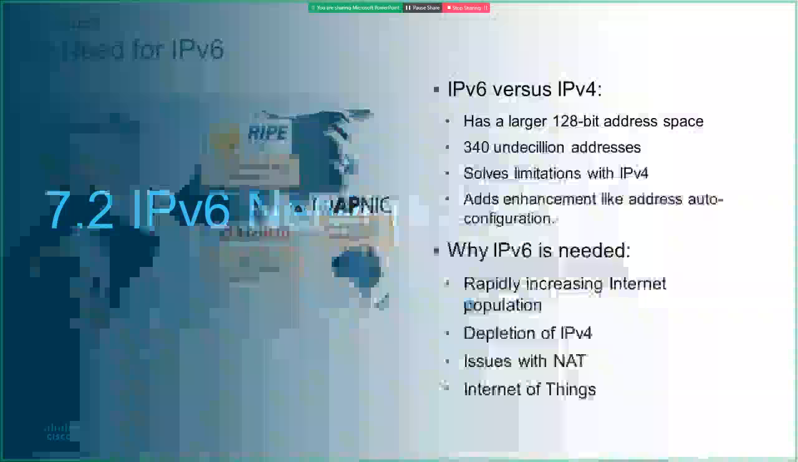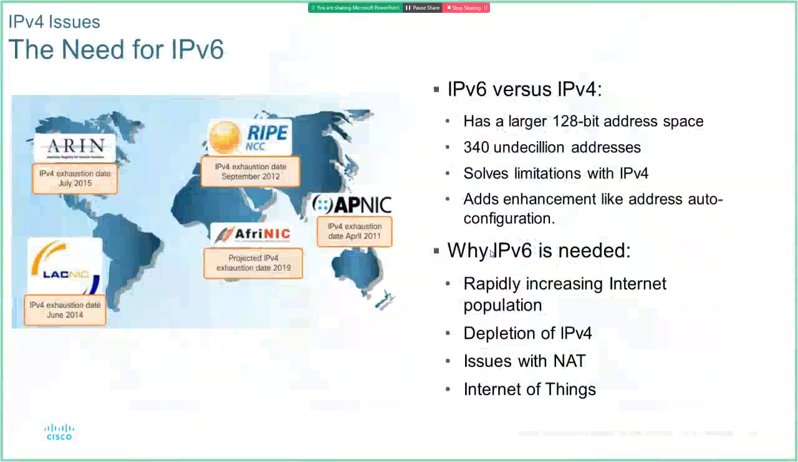IPv6 is basically the same, but instead of using 32 bits for the address, we now use 128 bits, which is going to be rather interesting when we go to do binary manipulation.